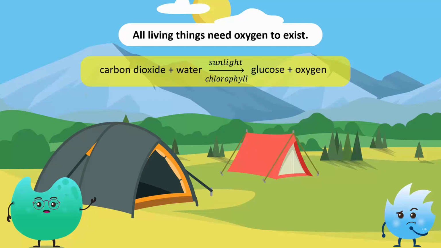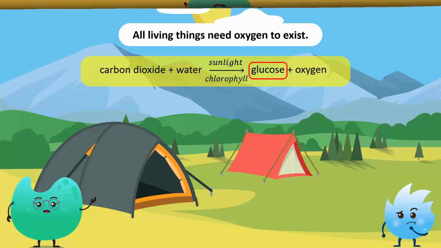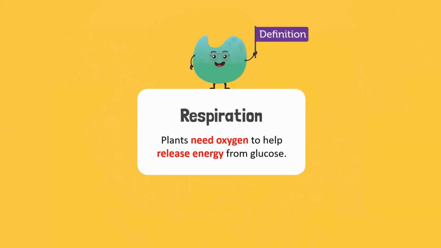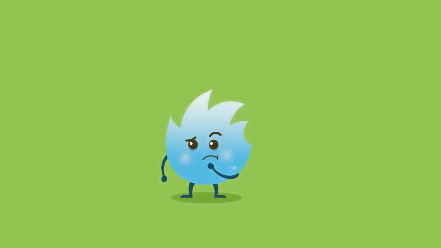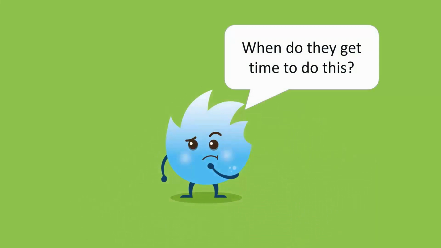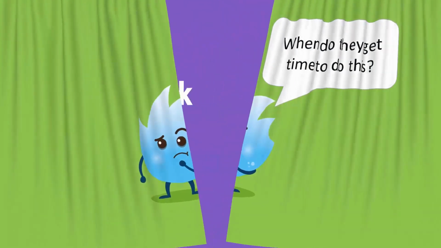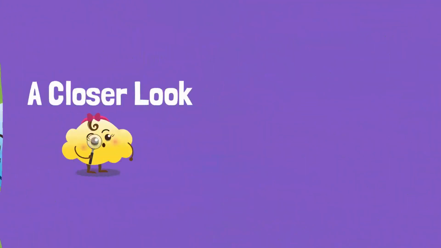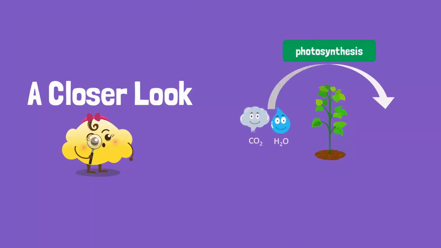That is correct. However, after making glucose, they need oxygen to help release energy from that glucose. This process of releasing energy is called respiration. But when do they get time to do this? Let's take a closer look at the entire cycle of energy production in plants, from the beginning to the end, so that you can see for yourself.